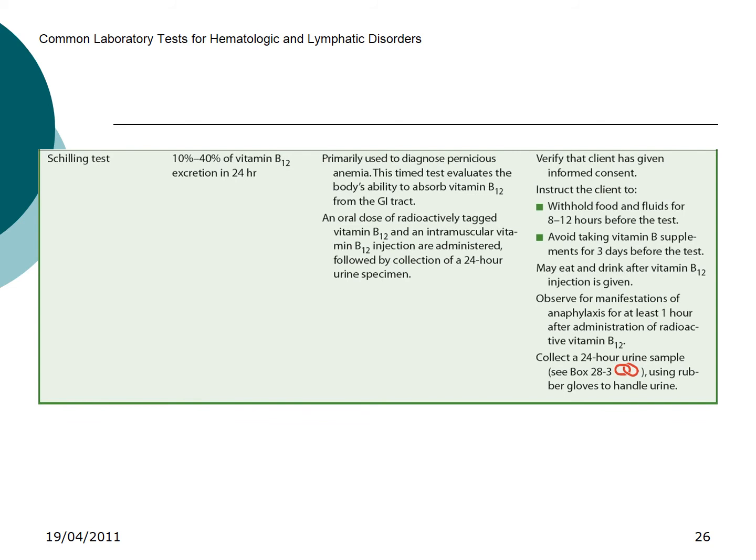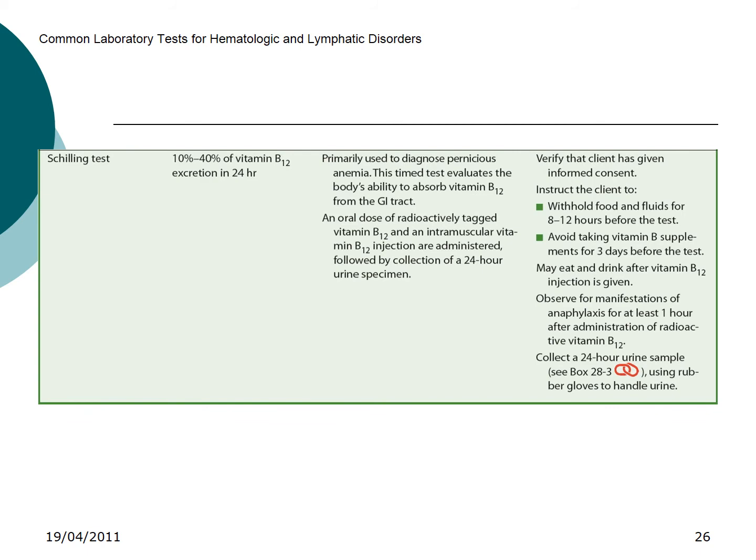So pretty much here you want to verify that there's an informed consent. The patient has to withhold food and fluids for 8 to 12 hours before the test. They have to avoid taking any B supplements for 3 days before the test. They may eat and drink after the B12 injection is given, and observe for manifestations of anaphylaxis for at least 1 hour after the administration of the radioactive B12. And then we collect the urine for 24 hours, using rubber gloves to handle the urine because it's radioactive, right?